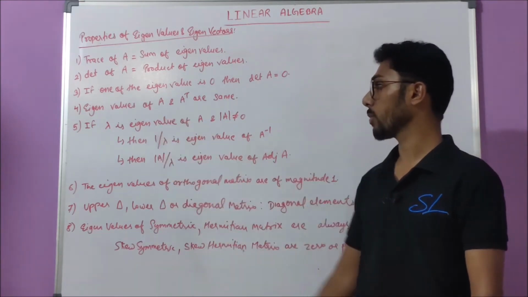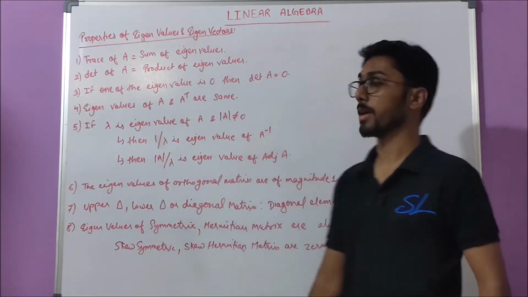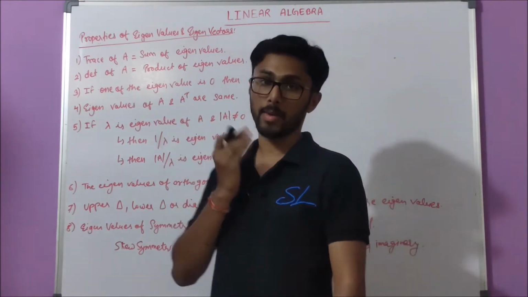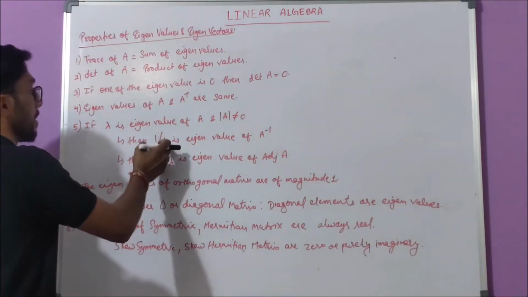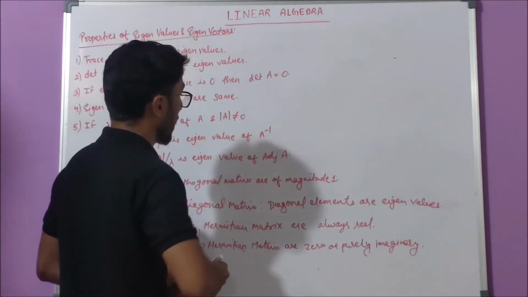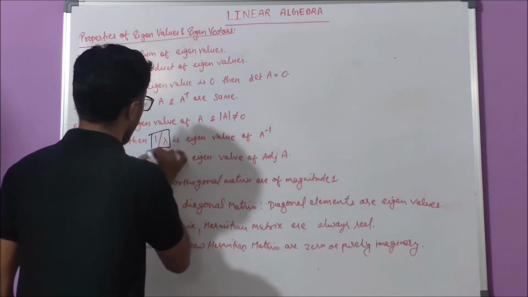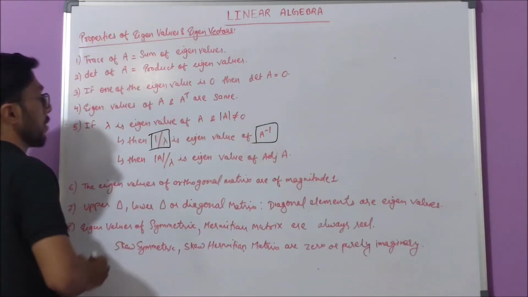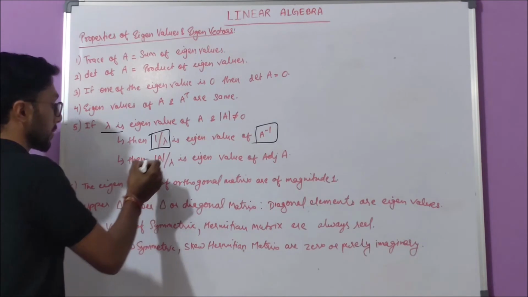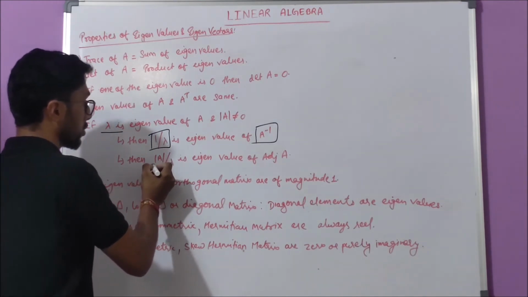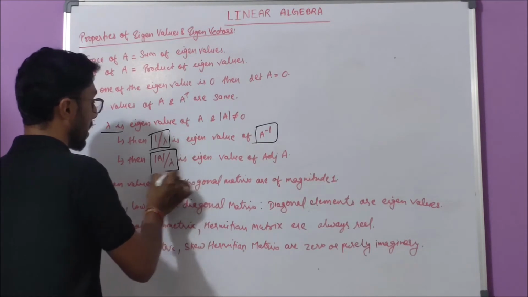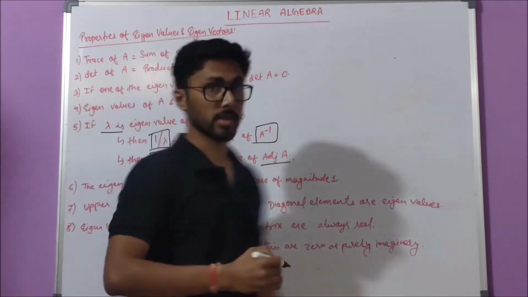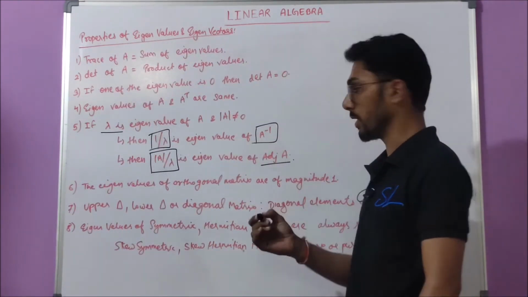Okay. Fifth point is: if lambda is an eigenvalue of A and determinant of A is not equal to 0, if these two properties are satisfied, then 1 by lambda is an eigenvalue of the inverse of matrix A. And one more result using the value lambda is: if determinant of A is not equal to 0, then determinant of A divided by lambda is an eigenvalue of adjoint A. Now the sixth result is: the eigenvalues of an orthogonal matrix are always of magnitude 1.